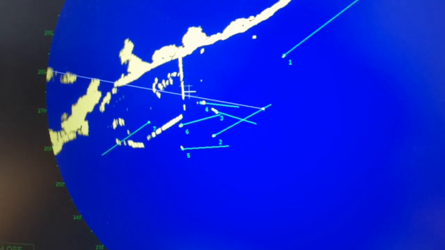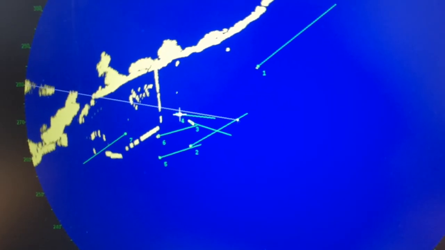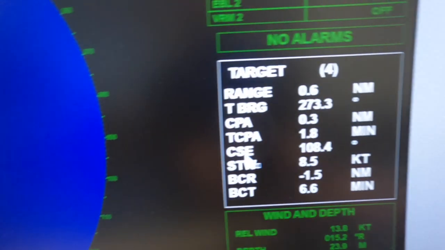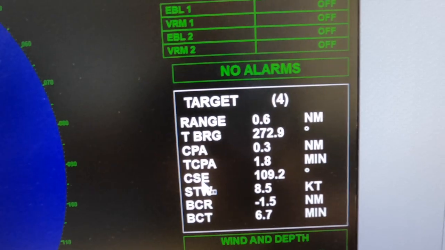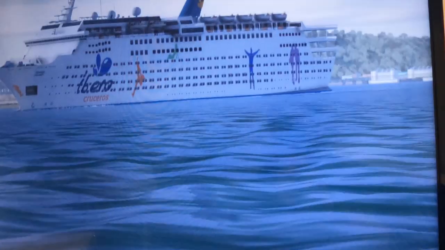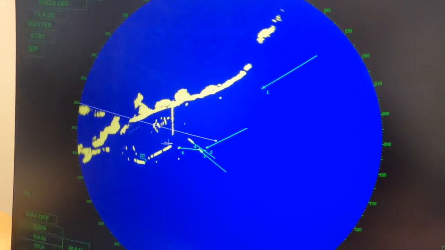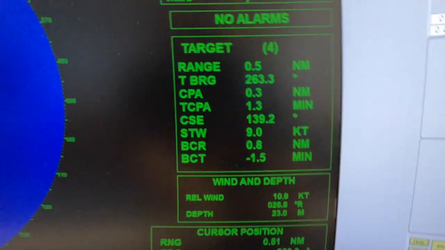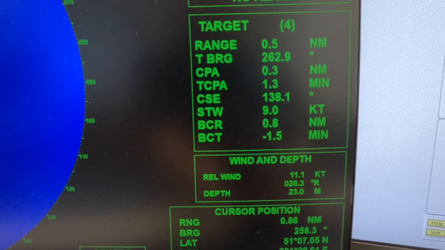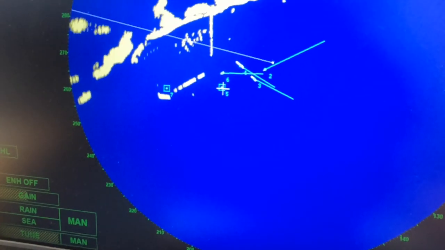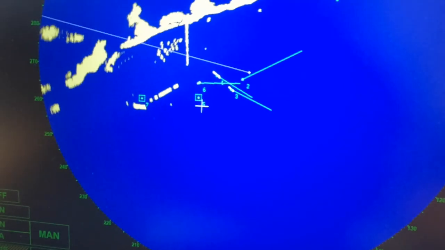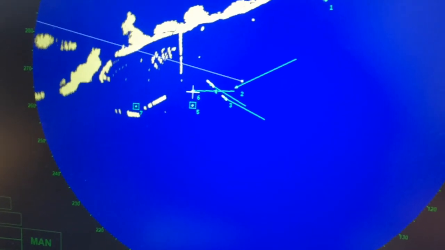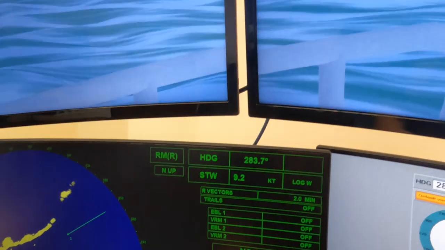Okay, so what these vessels are doing relative to us, we can click on them and we can interrogate and have a look at it. So we'll click on that one. Target 4.6 of a mile. And we look at her now 0.5 of a mile, the bearing, CPA 0.3, it's going to happen in 1.3 minutes. And we can see her coming out and coming towards us. That was target 4 we're looking at.